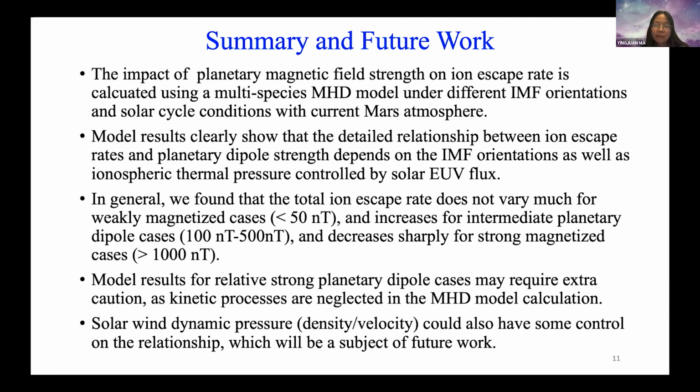So I would say, for solar minimum condition, because we keep the solar wind dynamic pressure the same, and the ionospheric pressure is lower than solar maximum condition, we would expect the planetary magnetic field to play more important roles.